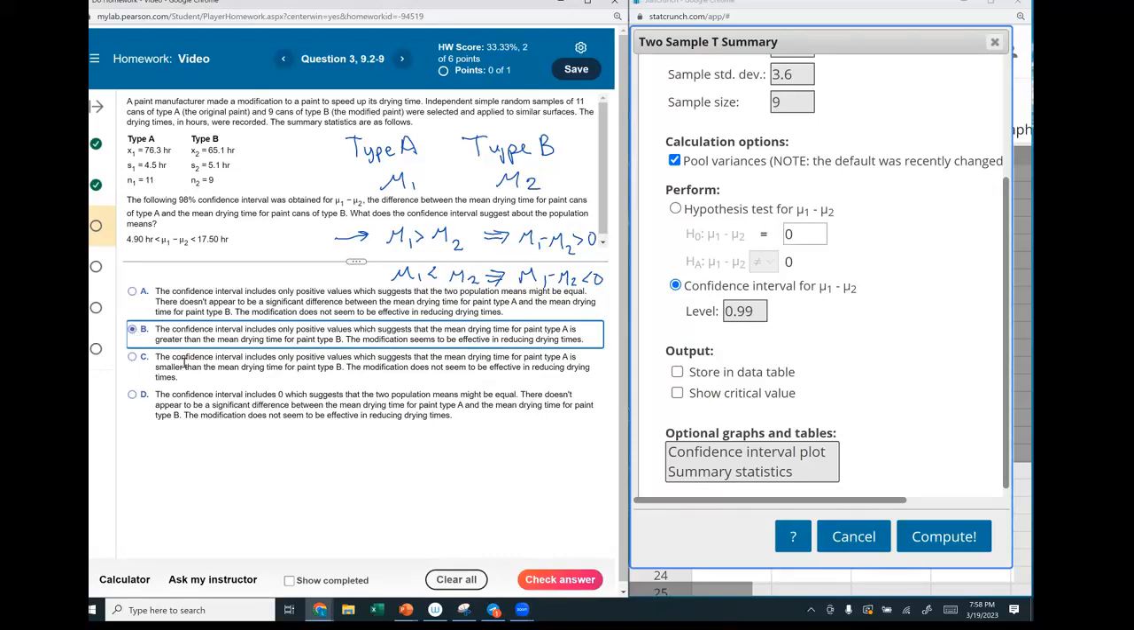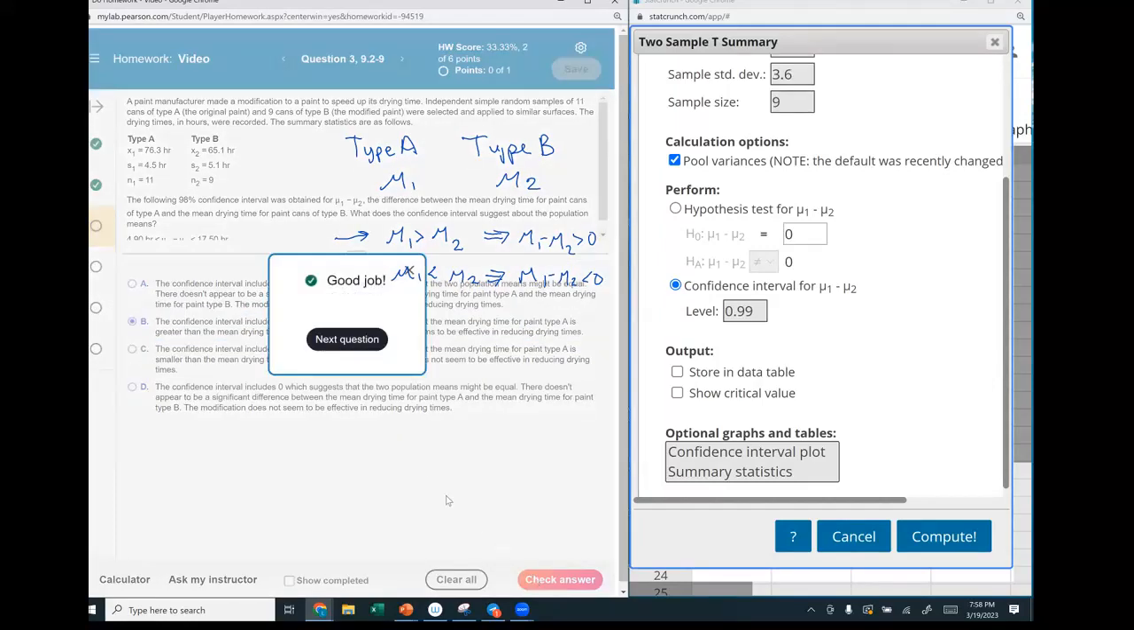Let's just read the other ones. The confidence interval includes only positive values, which suggests that the mean drying time for paint A is smaller. No. If it was smaller, then it would be negative. So no. And the confidence interval includes 0, which it does not. We can rule that out. So check answer. Perfect.